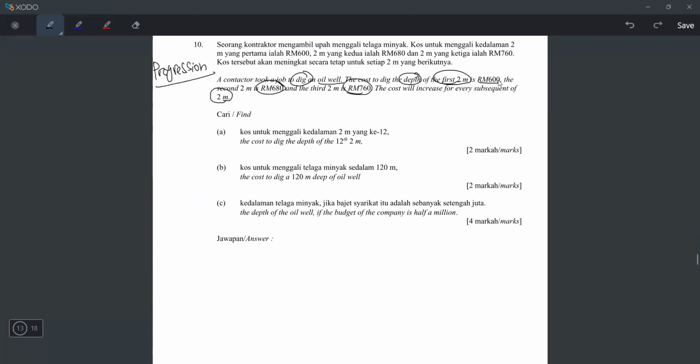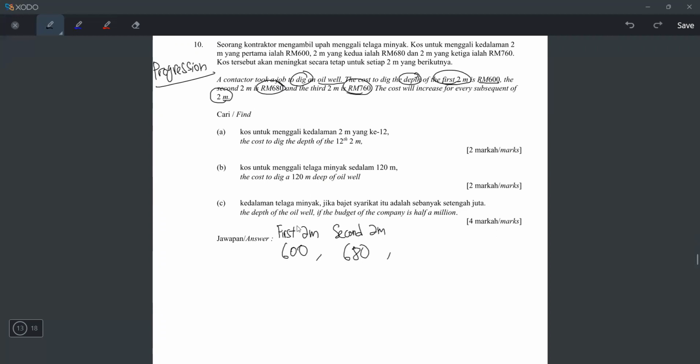Okay, because 600 to 680, 680 to 760, it's every time plus 80. So it's definitely a progression. It's an arithmetic progression. So first 2 meter, first 2 meter. So you want the contractor to dig, to menggali the first 2 meter, you have to pay 600. But if you want the contractor to gali lagi 2 meter, then you have to pay 680.